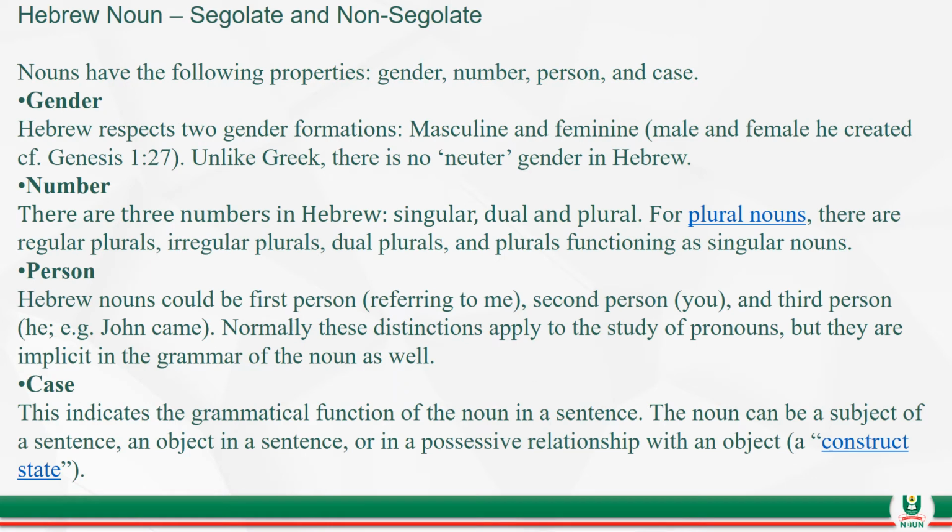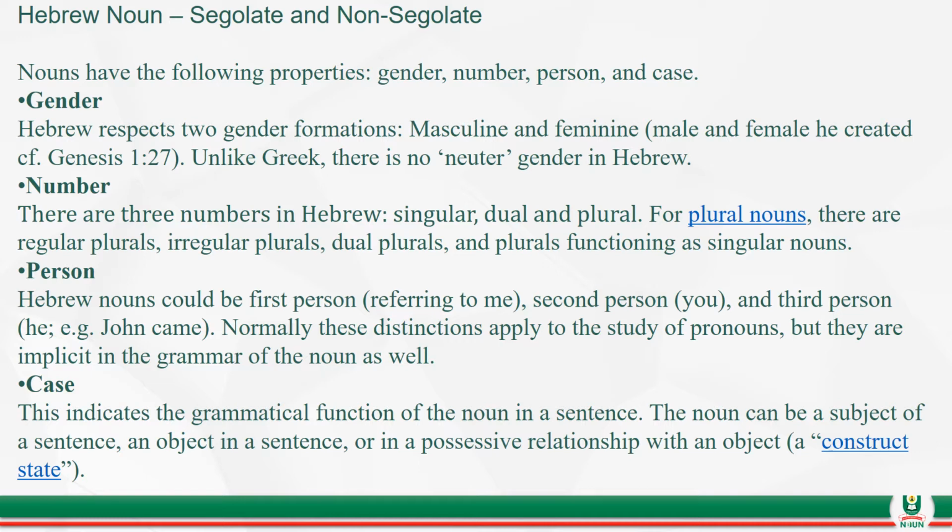Now, let's note the fact that there are two types of noun in Hebrew language. We have the singular and the non-singular nouns. In this class, we shall be concentrating on the non-singular nouns. Now, nouns have the following properties: the property of gender, the property of number, person, and the cases.